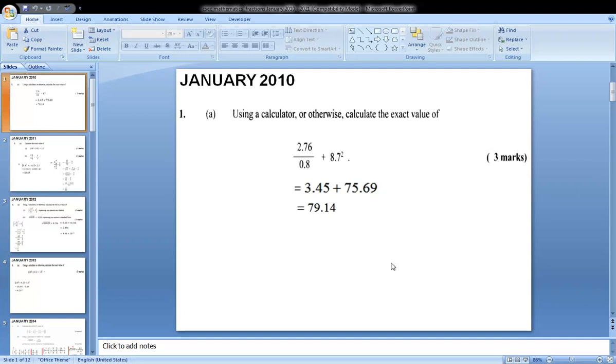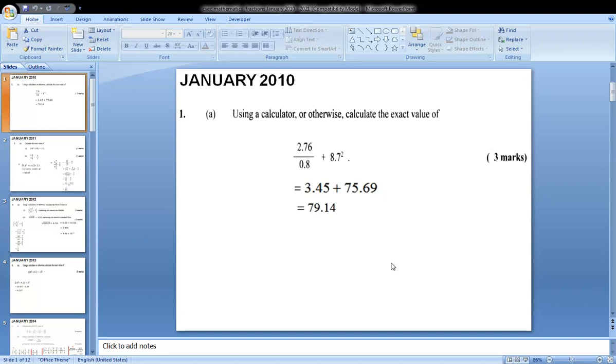Now, the first question, taken from the January 2010 question 1A, says, using a calculator or otherwise, calculate the exact value of 2.76 divided by 0.8 plus 8.7 squared, and this is worth 3 marks.